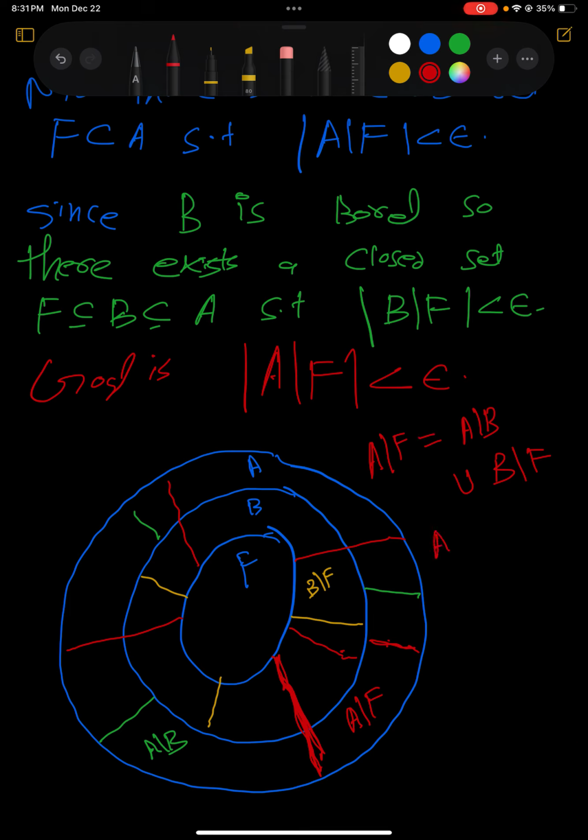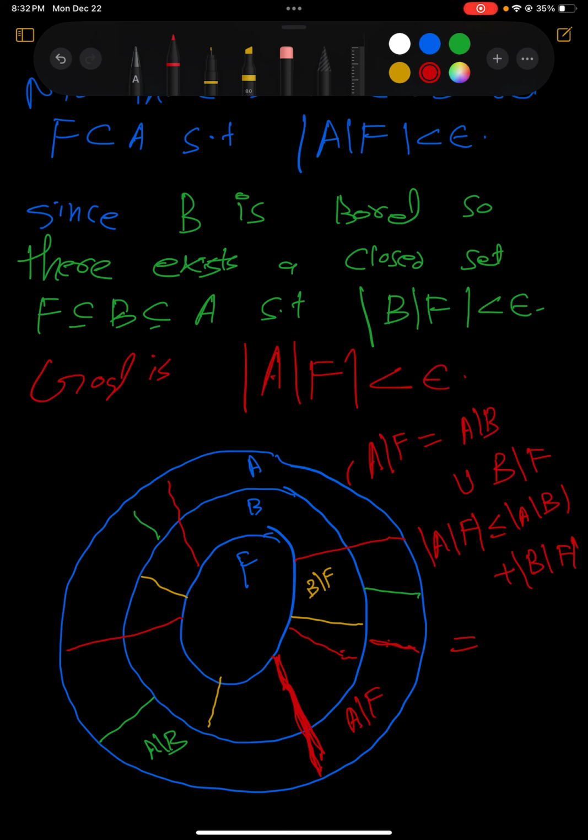If we take the outer measure of A difference F, this will be the outer measure of A difference B union B difference F. But we always know that no matter what, the outer measure of A union B is less than or equal to the outer measure of A plus the outer measure of B. So the outer measure of A difference F is less than or equal to the outer measure of A difference B plus the outer measure of B difference F. Okay, that's easy.